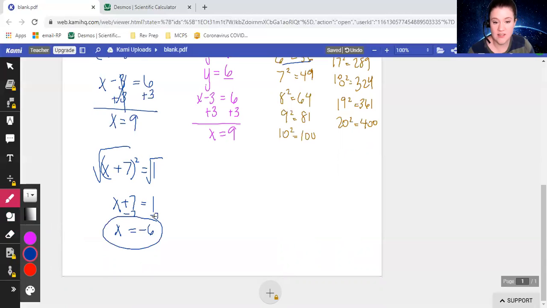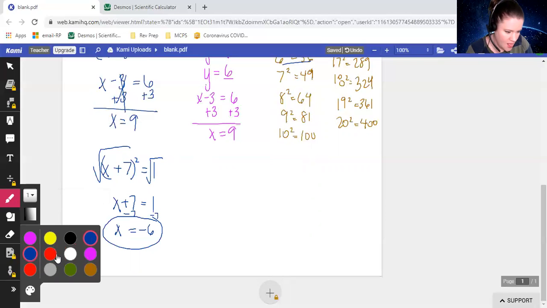Now, I know I said that we're dealing with lots of positive numbers here. Yes, but it doesn't mean that you can't get negative as an answer, because negative 6 plus 7 is 1, and 1 squared is 1, and that's why that works. All right, let me check out a couple more.